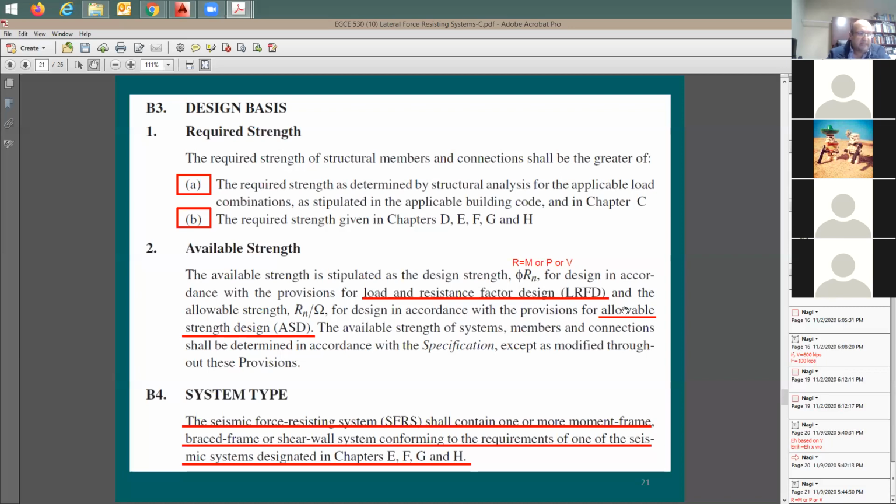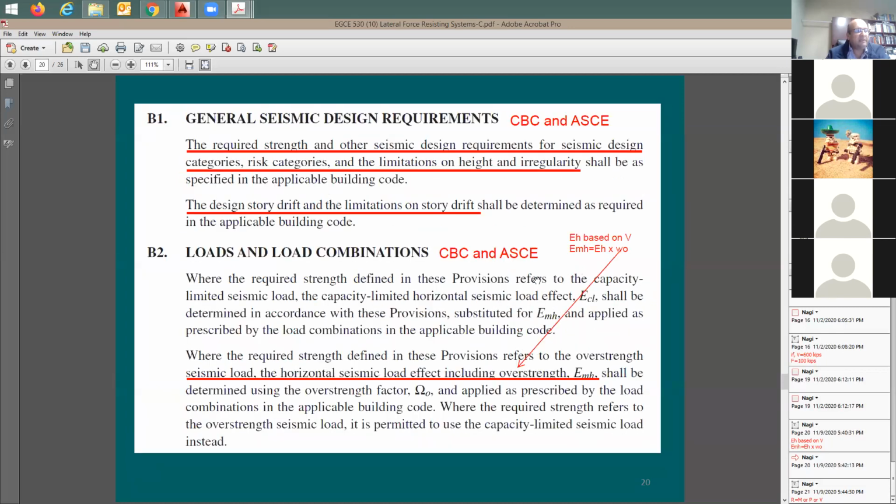If you are doing ASD, which we're not doing in this course, but to know how it works, instead of phi R n, you just take R sub n divided by omega. This omega is a safety factor. This is completely different from this omega sub 0. This omega sub 0, again, is the overstrength factor. I can write it here. I'm going to say it's overstrength.